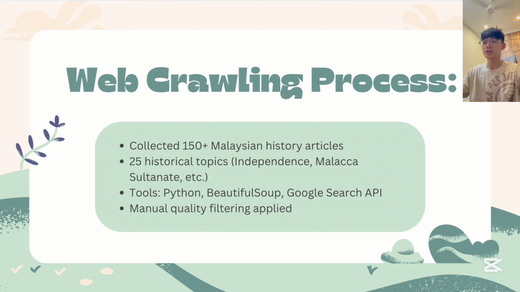First is data collection. For data collection, we used a web crawl over 150 Malaysian history articles covering 25 key topics like independence and the Malacca Sultans. For the historical data, we used Python with the Google Search API and BeautifulSoup, with search variants like site:.my. Furthermore, to ensure the quality of the articles we collect is at a certain level, we provide some filtering programs.